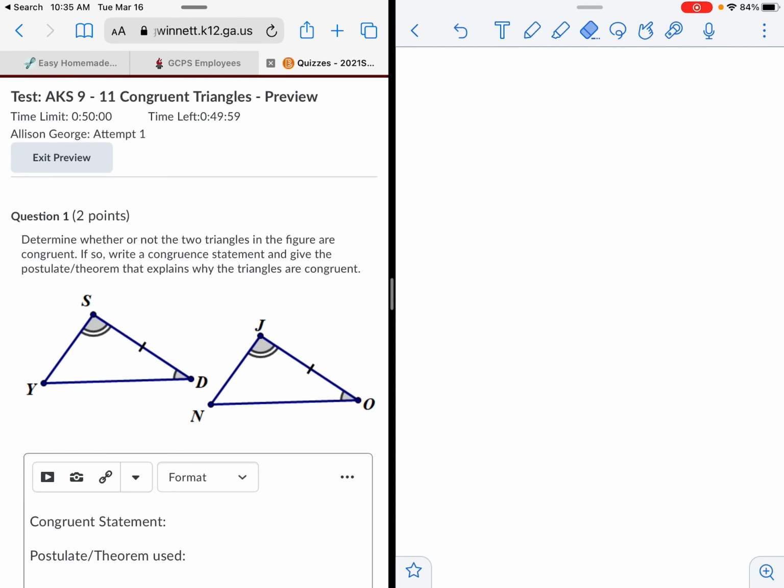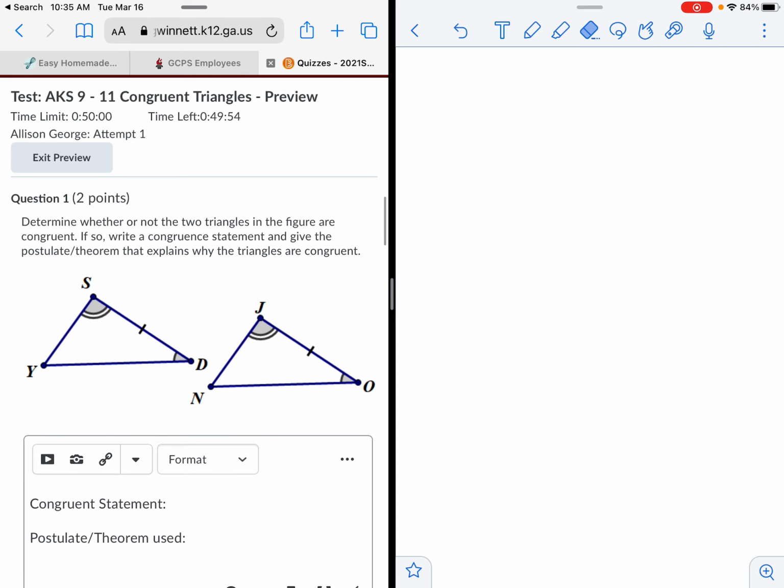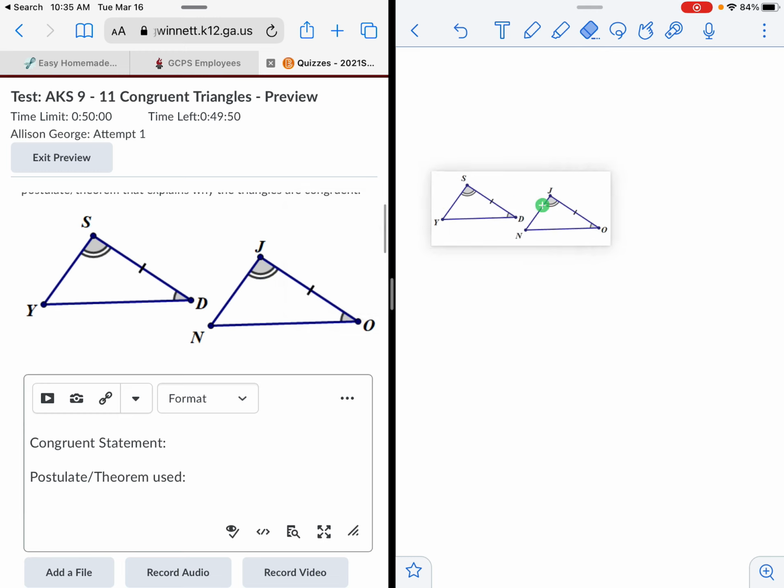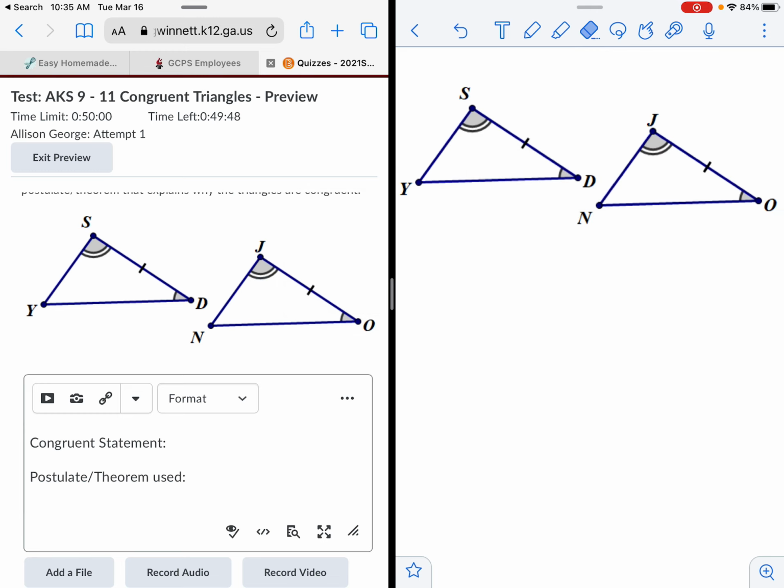All right, we're going to go over the AKS 9 to 11 test. Question 1 says, determine whether or not the triangles in this figure are congruent. If so, write a congruent statement. So as I'm looking at this, I notice the angle S is congruent to angle J.